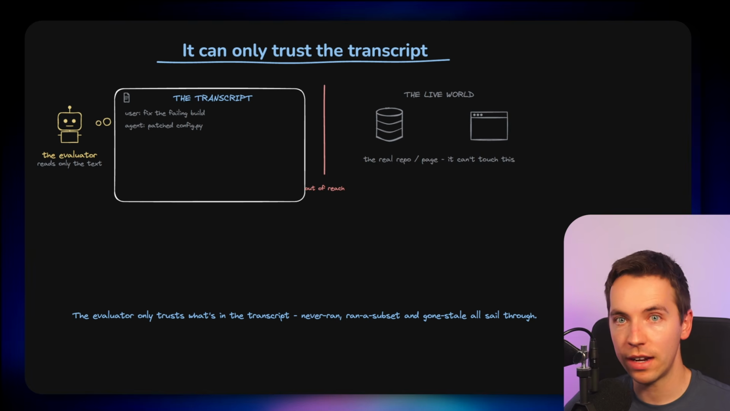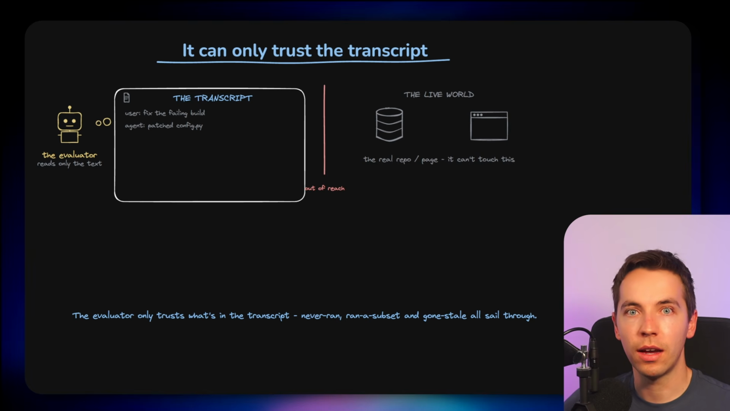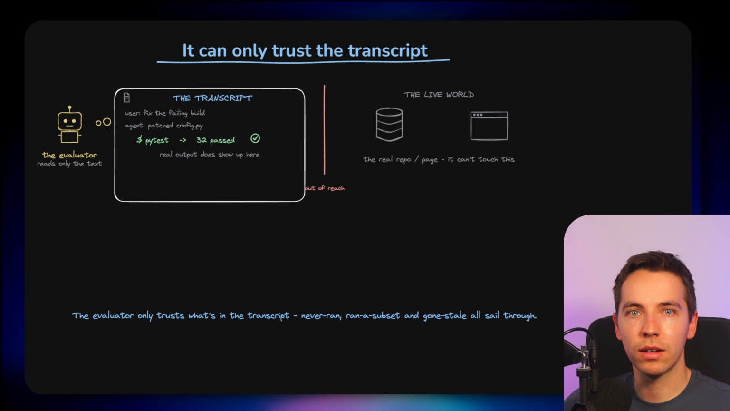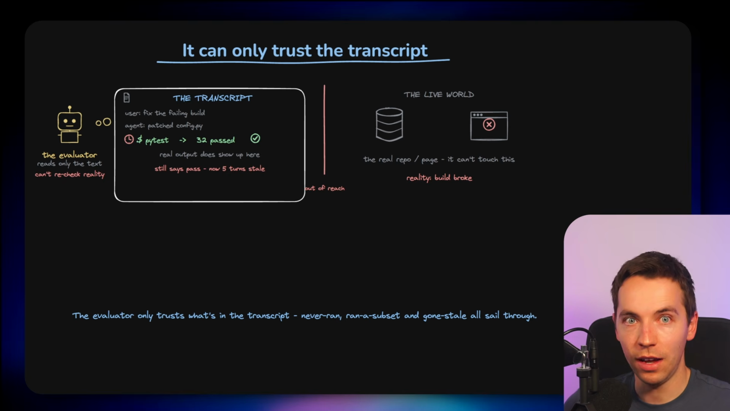It can't run your tests, it can't open your files, and it can't reload the page to check the real score. It can only actually read the transcript, the conversation history. But if the main agent actually runs tests, the results still land there in the transcript, so the evaluator can still read and examine those. But this evaluator model can only ever trust what's in the transcript. It can't check whether it's still true. What if the agent never actually ran the tests and just said it did? What if it ran a handful, not all of them?